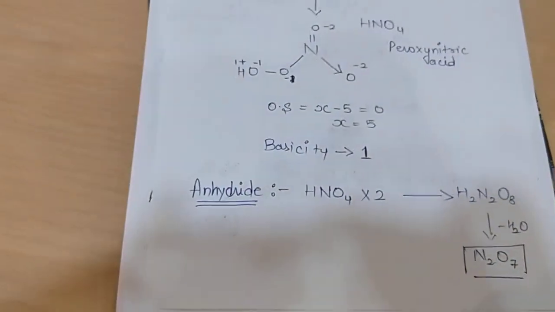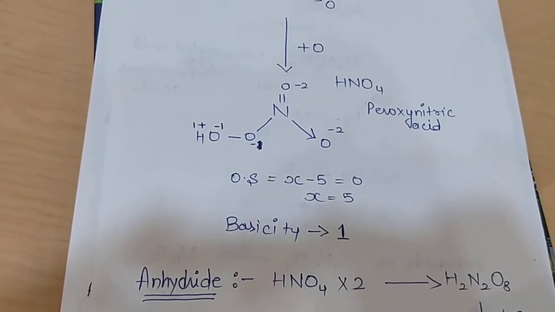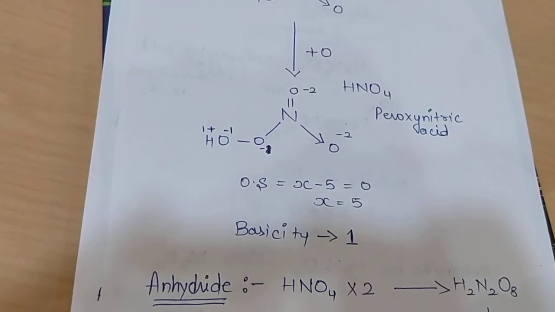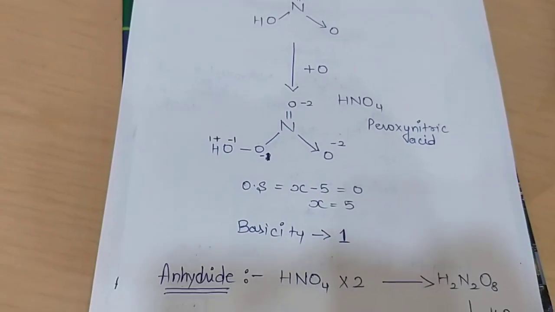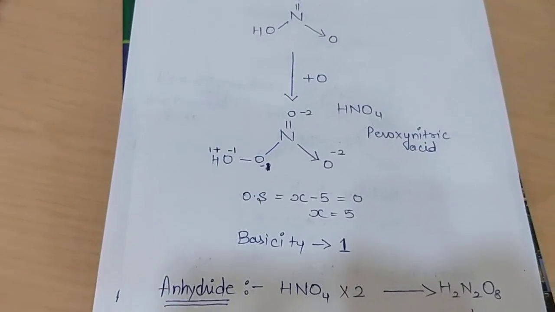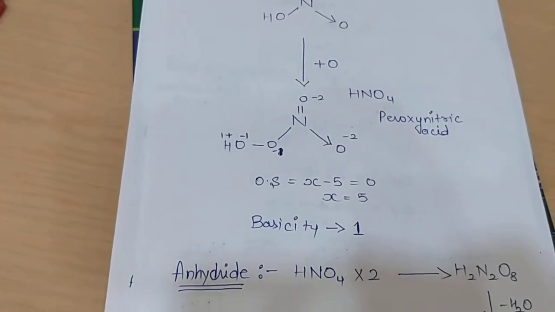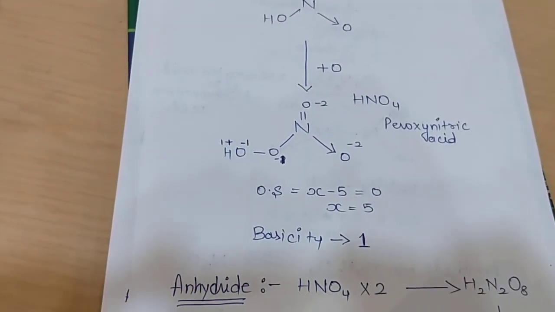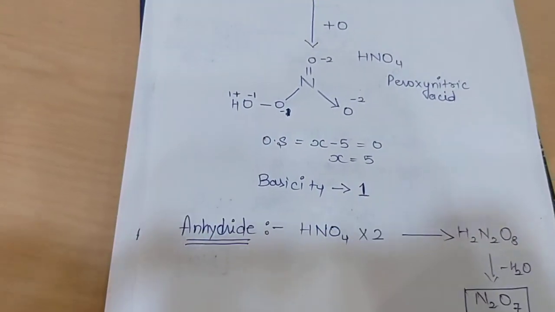This way we have obtained 5 oxyacids of nitrogen, which is as far as our syllabus is concerned. This way we can generate the formula, name, structure, oxidation state, basicity, and we can know the corresponding anhydride for any of the oxoacids. So this is all about the oxyacids of nitrogen. Thank you so much. Keep learning.